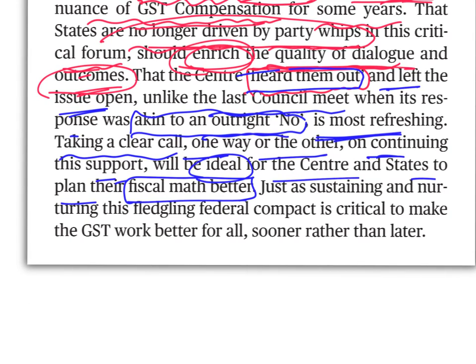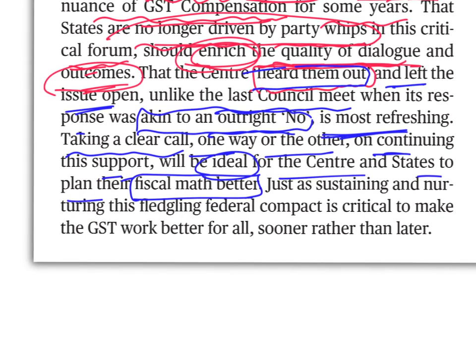Just as sustaining and nurturing this fledgling federal compact, see this sentence. Compact means a formal agreement between two or more parties. Federal means involving center and state. Fledgling means something that is in the initial stages. 2017 GST came into picture. We are currently in the 6th year. Today 2nd July, so 6th year. 5 years got over. It is still in early stages.